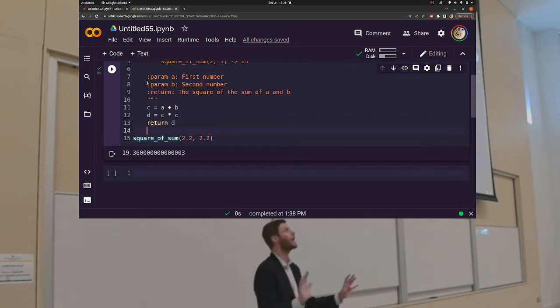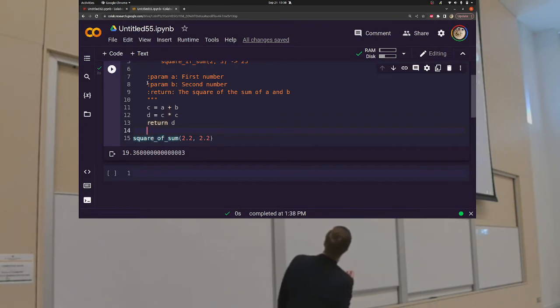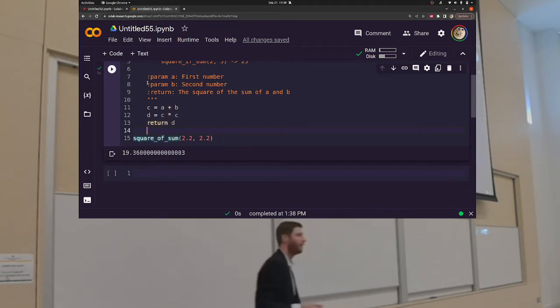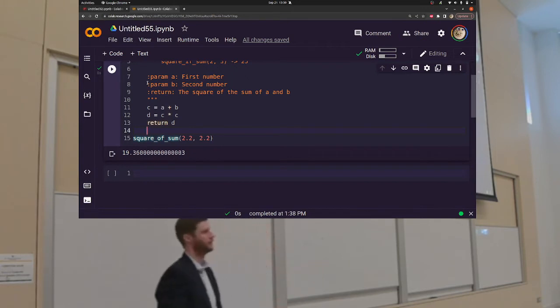So, programmers know the error you're going to have with floating point precision is always going to be something like 0.000000000000000 with a bunch of zeros and some number. Meaning, what is the difference between 19.36 and that? It's so small. 0.0000000000000003. That's tiny. It's effectively 0 for what we care about.